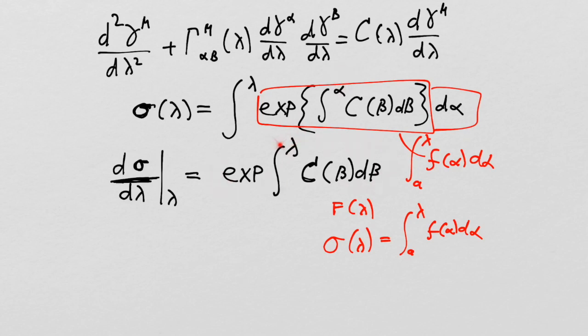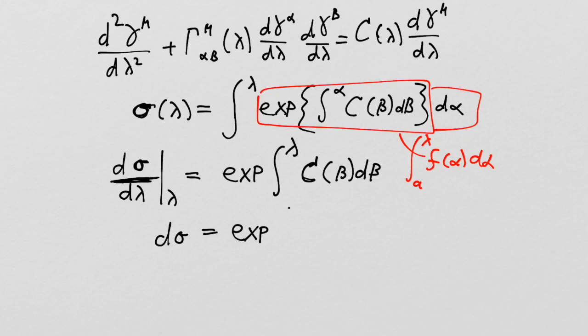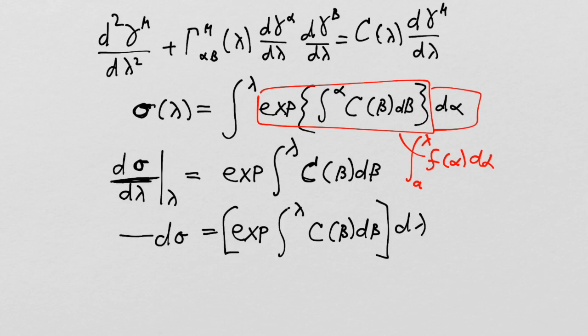So now I have the exponential of the integral from an arbitrary lower bound to lambda of c of beta d beta. I'm just going to manipulate this a little bit. d sigma is going to be the exponential up to lambda of c beta d beta, that quantity times d lambda. So now I have an expression for d sigma, which will become very useful when I want to substitute for all of them, which will be our next step.